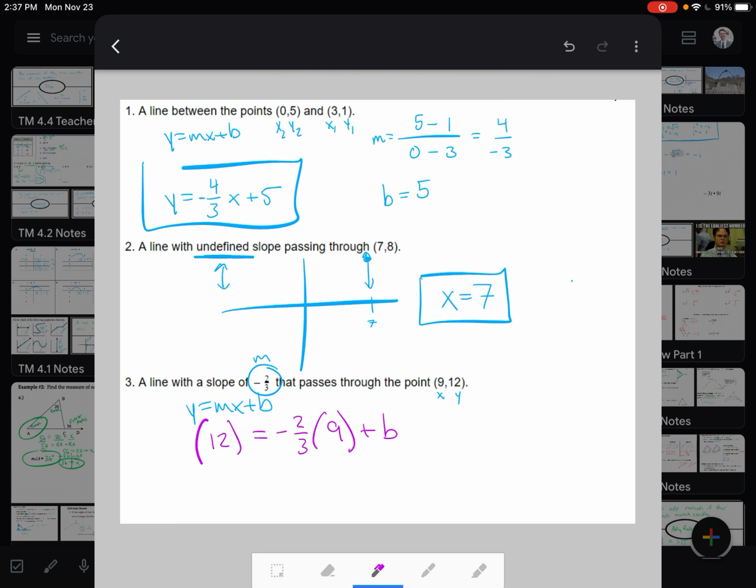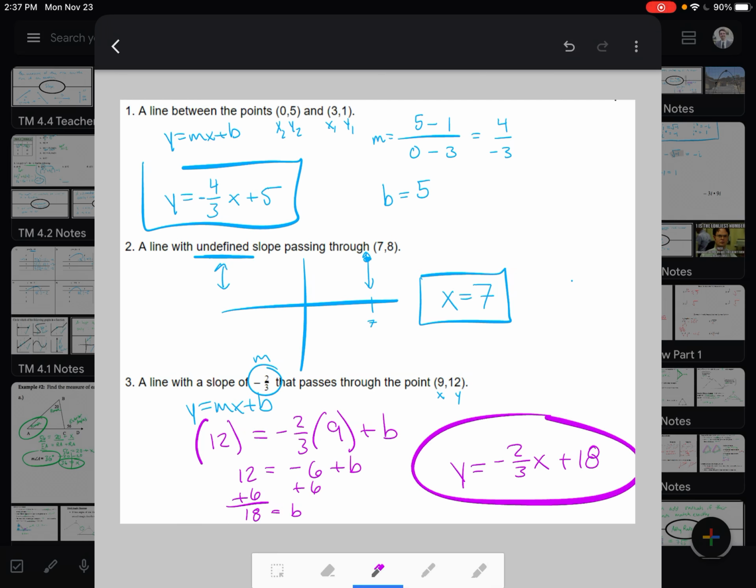So negative 2/3 times 9. You can either punch that into the calculator, or you can see that it's going to equal negative 6. Add 6 to both sides, and we'll get 18 equals b. So the final answer for this one is y equals negative 2 over 3x plus 18.